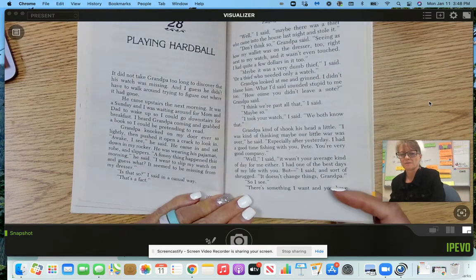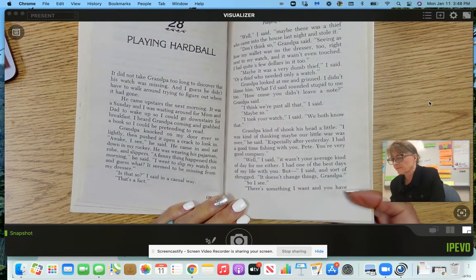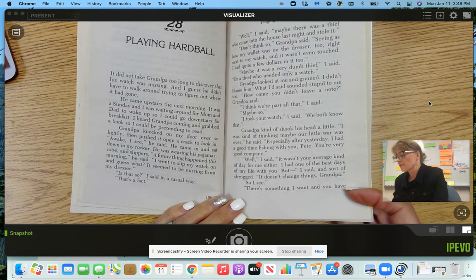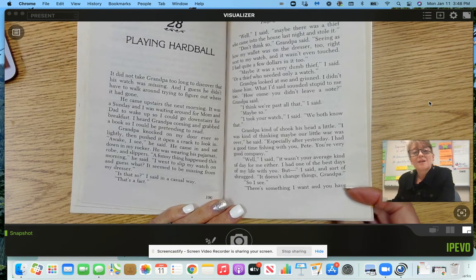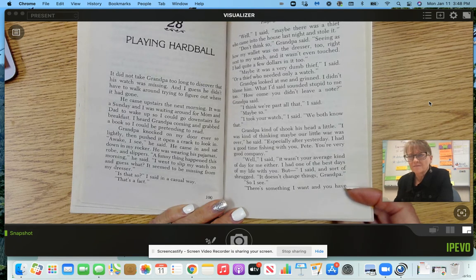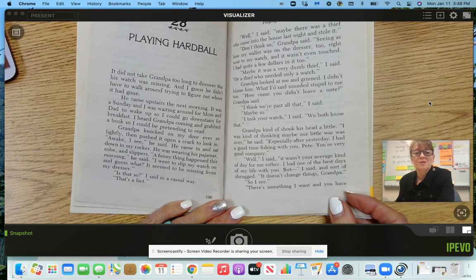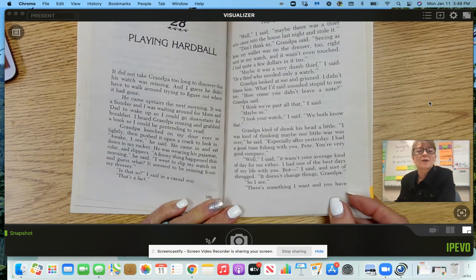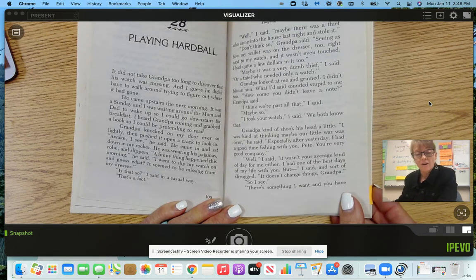Here we go. Playing hardball. It did not take Grandpa too long to discover that his watch was missing. Oh, remember? They had a really good day fishing, enjoyed each other's company. We saw what we thought were some changes in Peter, and then he took his watch. It did not take Grandpa too long to discover his watch was missing, and I guess he didn't have to walk around trying to figure out where it had gone.